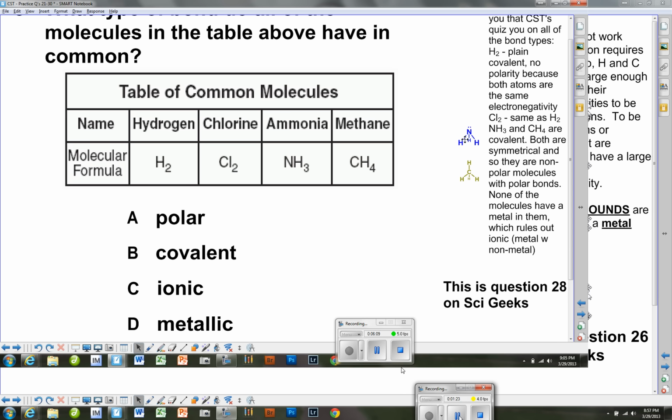But because they are symmetrical, they are not polar molecules either. Well, this guy is a polar molecule, but his bonds are absolutely covalent, but they're actually polar covalent bonds. So the polar covalent is a type of covalent. Anyway, number 28, or that's question number 28, and that's the end of this one.